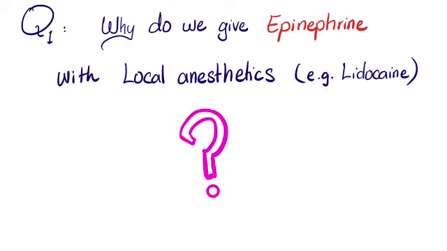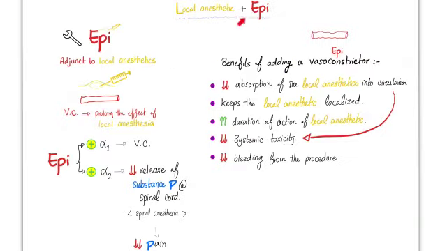Let's answer the question of the previous video. Why do we give epinephrine with local anesthetics? And here is the answer. First, don't forget that epinephrine is a vasoconstrictor. It can prolong the effects of local anesthesia.